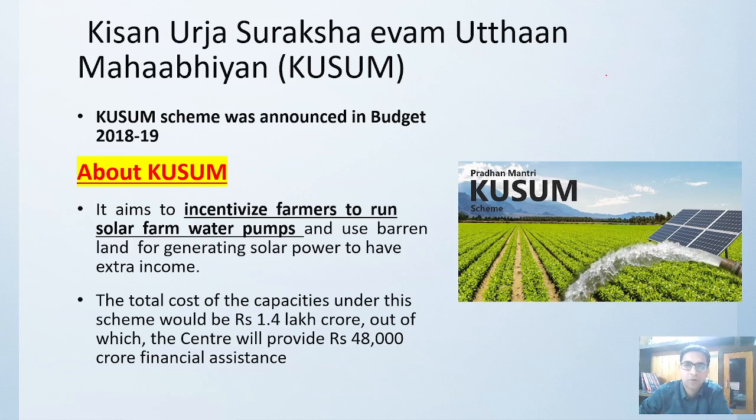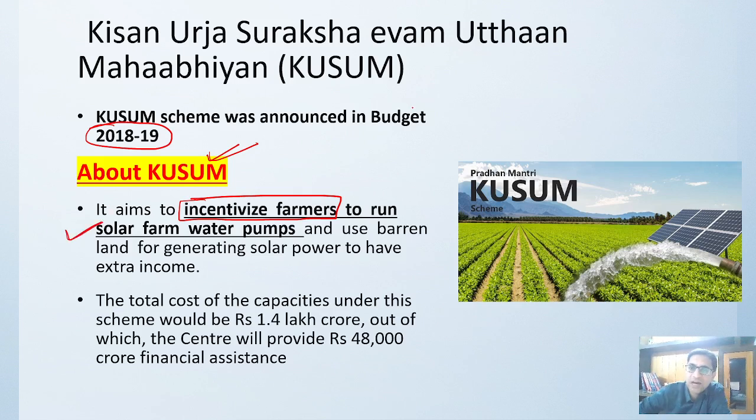Now we are moving to one of the most important schemes, called PM KUSUM. Kisan Urja Suraksha evam Utthan Mahabhiyan, PM KUSUM, was launched in 2018-19. The main aim is to incentivize farmers to run solar farm water pumps.